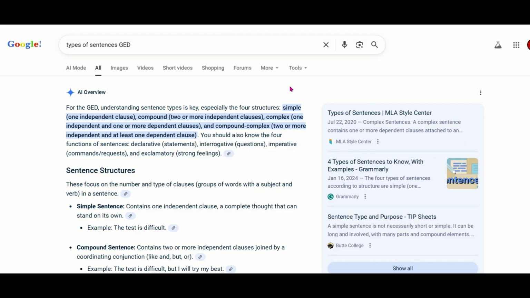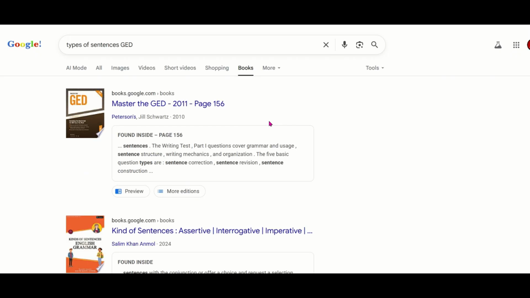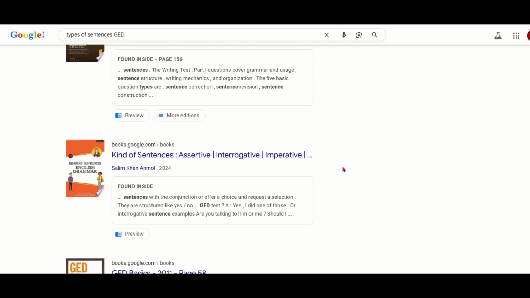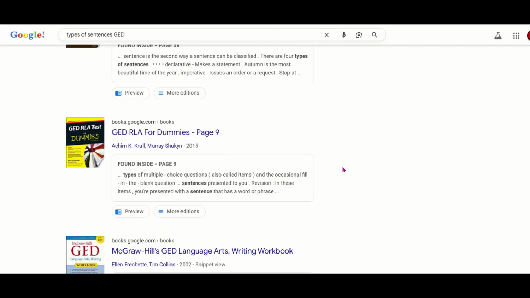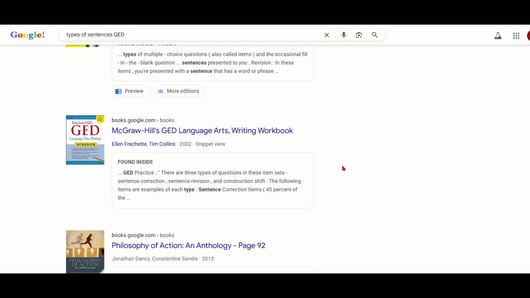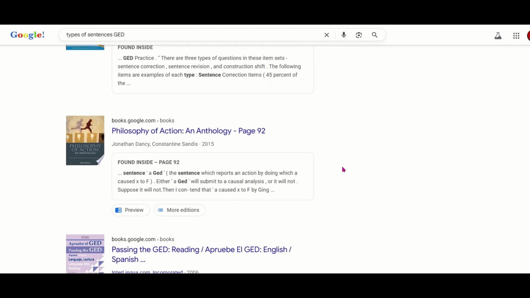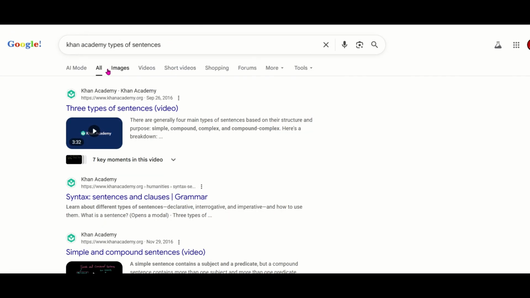And like most of you know, what do I like to do? I'm going to click on the downward arrow for more, and I'm going to come to books. What these different companies have done is that they have allowed Google to give you a preview of the information that they have in their books in order for you to just get a grasp of, hey, if you were to actually purchase this book, this is the type of information that you would see. And don't forget, folks, Khan Academy offers a lot at no additional cost to you. So I went ahead and for Google, I searched Khan Academy types of sentences. And of course, the first link that they're going to give you is to the Khan Academy video or the lesson where they share information about the different types of sentences.